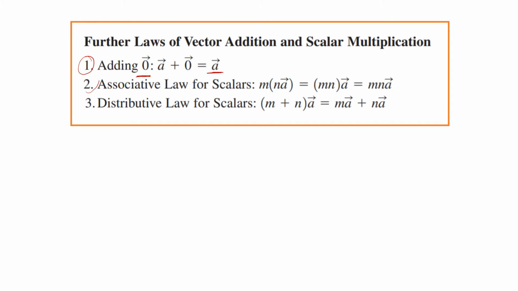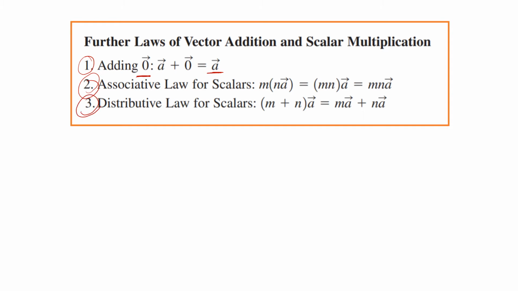Second one is the associative law of scalars. When I have scalar values m and n, and my vector is A, it doesn't matter if I put the scalar n inside the brackets or m, I would get the same result.